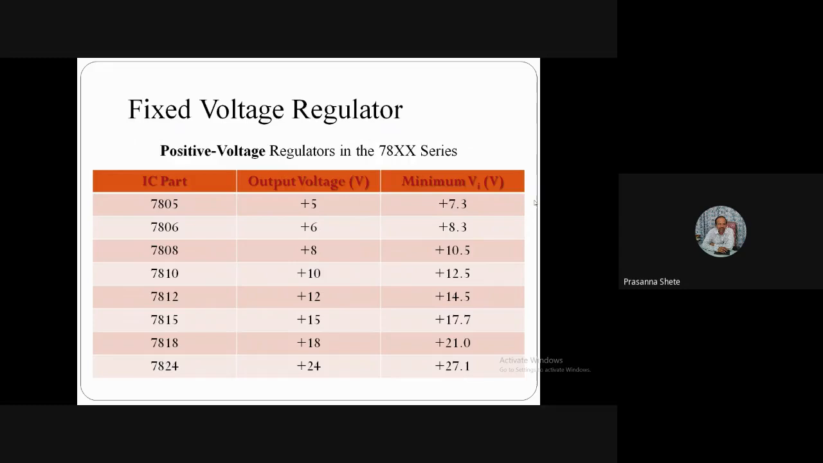What is the minimum input voltage? Of course we know that input should always be greater than output, and approximately 2 to 2.5 volts the input should be greater than the output voltage. So if you can see over here that if the output is 5 volts, the input is 7.3 volts positive, and if the output is 24 volts positive, the input will be approximately 27.1 volts, which will always be greater than 24 volts, otherwise the circuit will not work. And the difference between input and output, which is the drop across the IC, is the dropout voltage in any of the ICs over here.